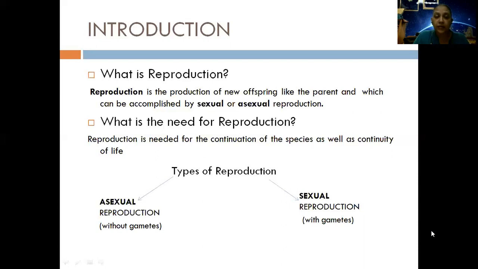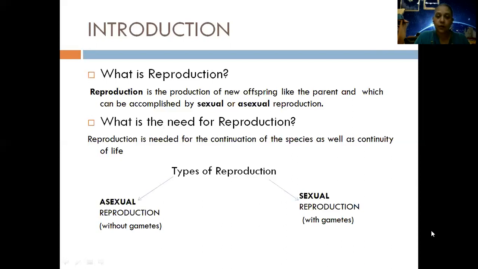The entire earth will be empty. There will be no plants, no animals, no human beings. So there should be a continuation of species and continuity of life. The life has to go on, so any living organism needs to reproduce offspring of the similar kind as the parent.